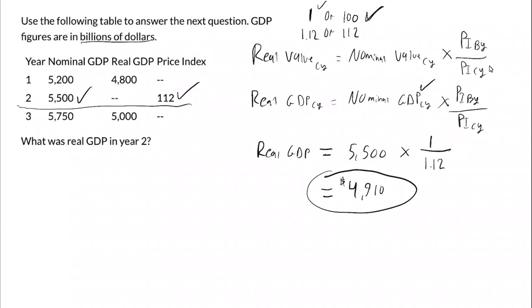Hopefully this helps you when it comes to real versus nominal values. Make sure you know this formula. Make sure you don't get tripped up when you're using the price index. Keep it either 1 in decimals or 100 in hundreds, one or the other. If you mix it up, that can cause you a lot of potential issues.